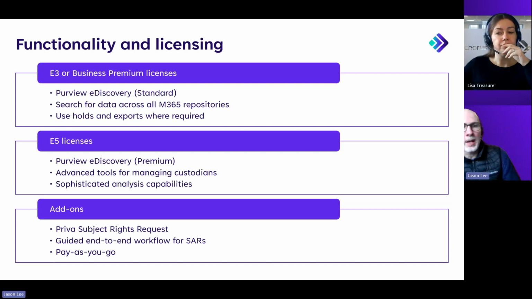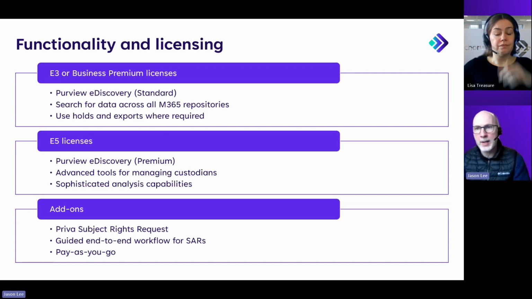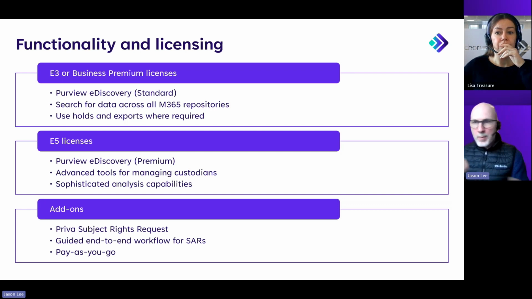Finally, add-ons. Premium subject rights request is provided as an add-on. It gives you that guided end-to-end workflow, and this is provided on a pay-as-you-go process. You can purchase these in packs of, I believe it's 1, 10 or 100. So literally you buy them as you need them, and use them when you need to.